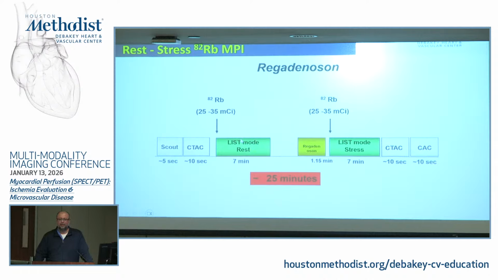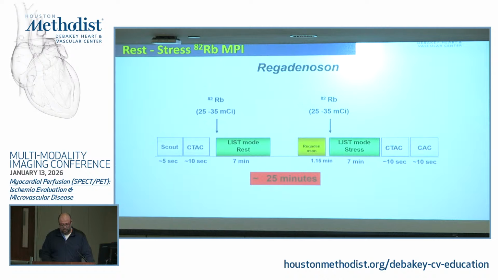So with PET, we try always to get rest first, because the rest here is going to be a true rest. Once we give our stress agent, we don't want to wait until the patient rests again. So we always do rest first. And in contrary to what we do with SPECT, we always do rest and stress. There have been some suggestions to do stress only PET, but because the radiation dose is so small and there is so much information we get by doing the rest imaging, including the rest myocardial blood flow, then we have elected to do both.